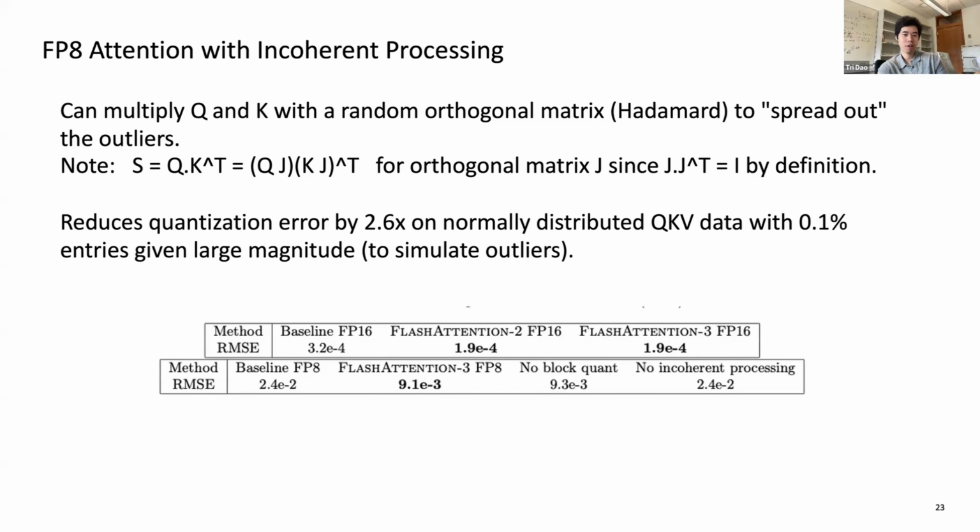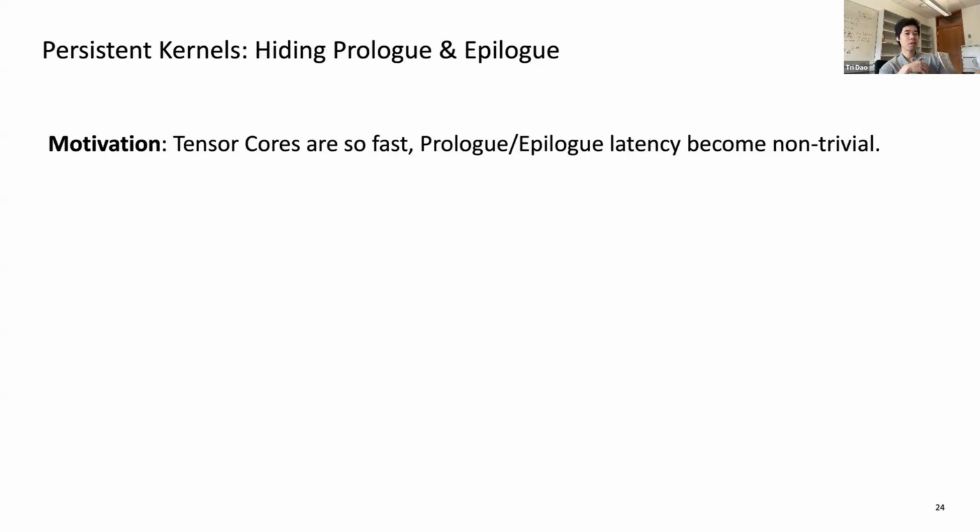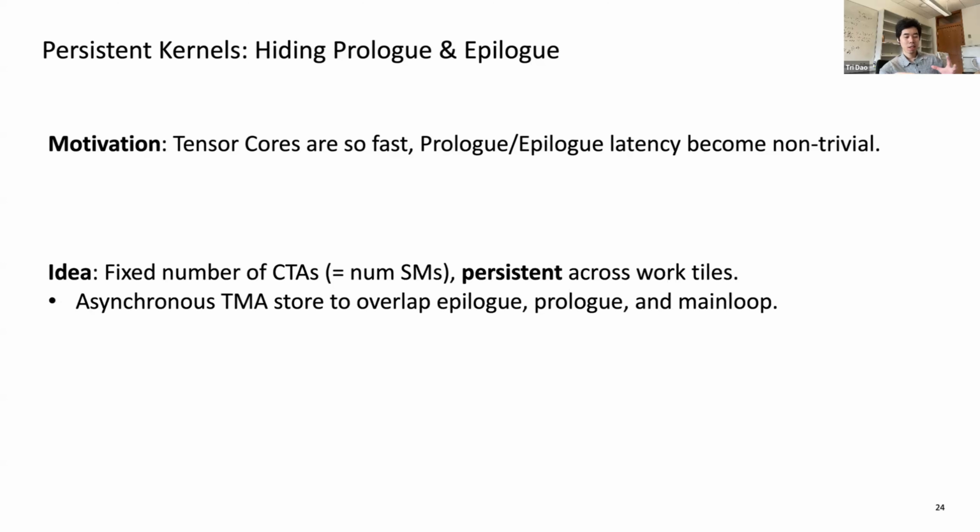Now I'll move on to talk about some more advanced techniques. One is called persistent kernels, and the goal is to hide the prologue and epilogue. The motivation again is that tensor cores are so fast, everything else is much slower in comparison, in particular these prologue and epilogue. The idea is that instead of launching as many thread blocks as there are pieces of parallel work, we're going to have a fixed number of thread blocks, or CTAs, equal to the number of streaming multiprocessors on the GPU.